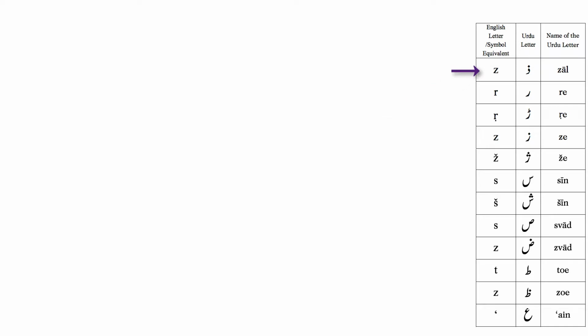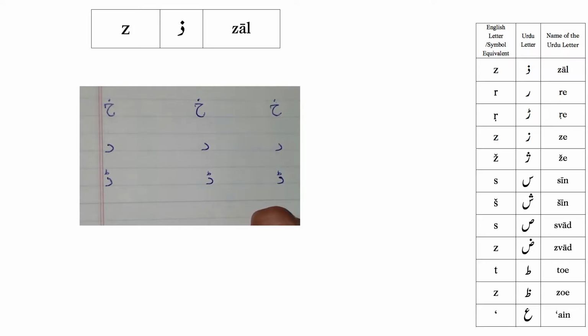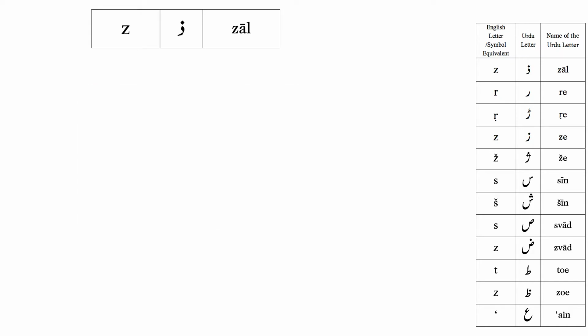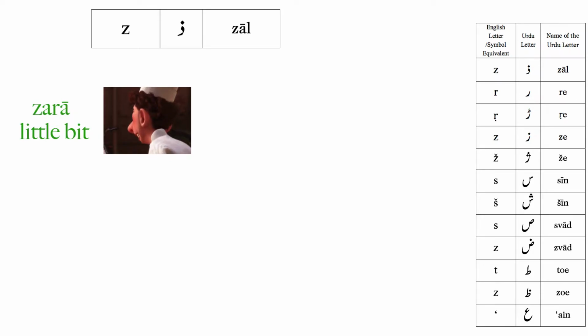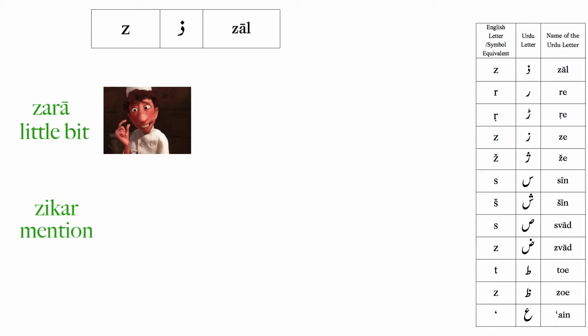Next is zal. With zal, we've got zara. Zara means little bit. Another word is zikr, which means mention. And finally, we have zalil.